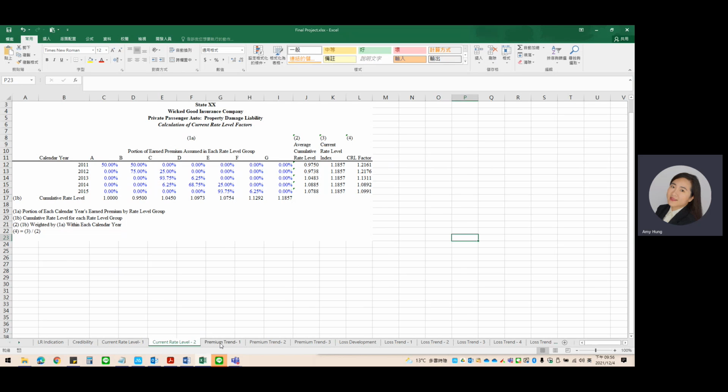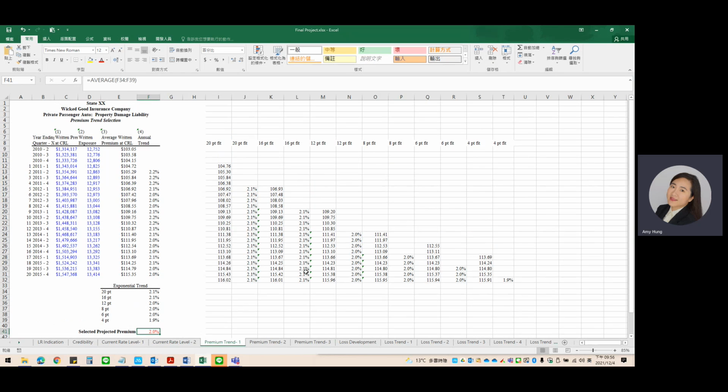Next is the premium trend. Historical premium also needs to be adjusted to account for the change in the average premium level due to distributional changes in the book of business. In this case, we are using a two-step trending approach. We can obtain the annual trend by calculating the percentage change of average written premium at current rate level, which is here. And then we can obtain the annual trend by calculating the difference between years.